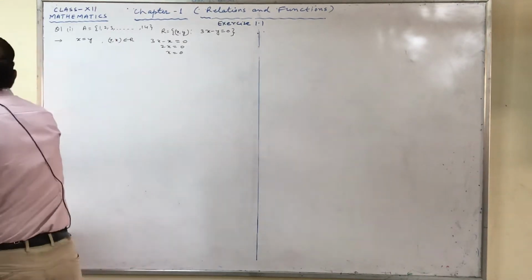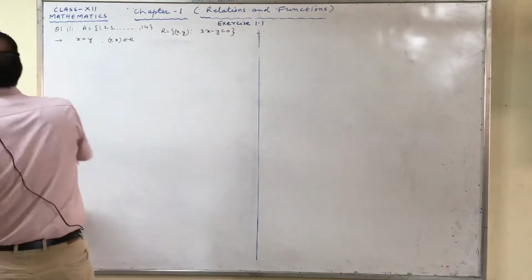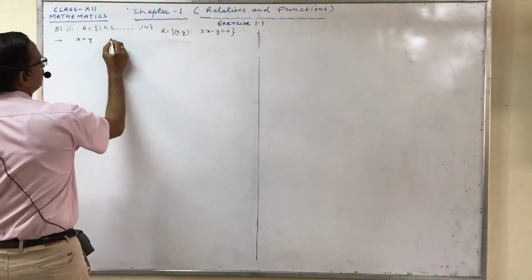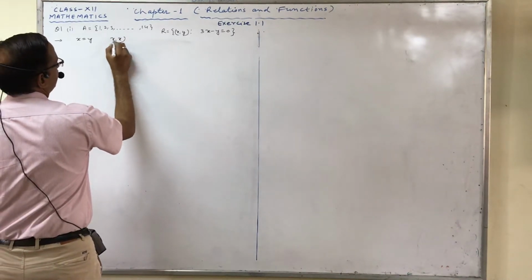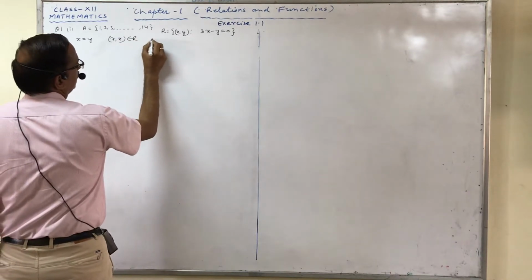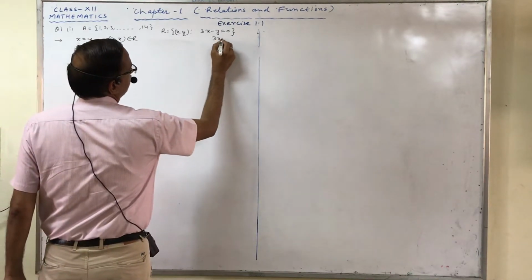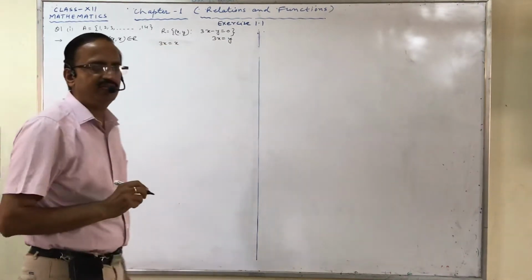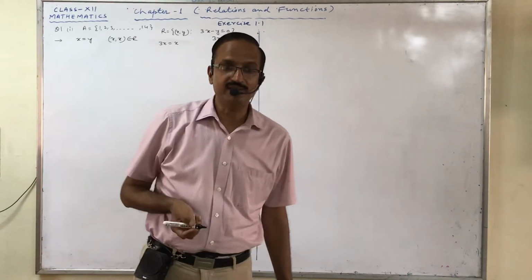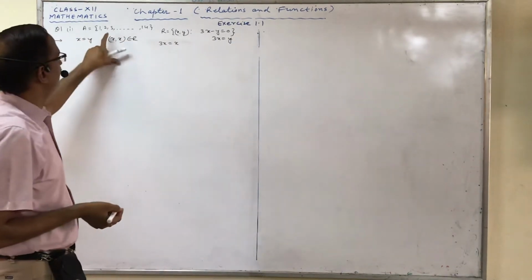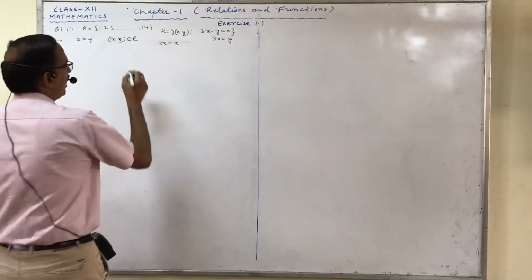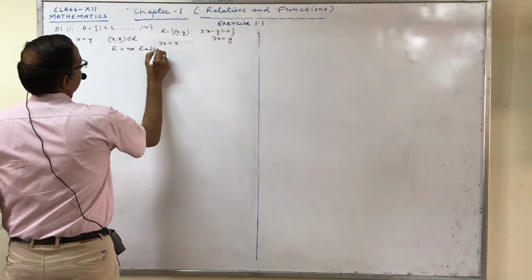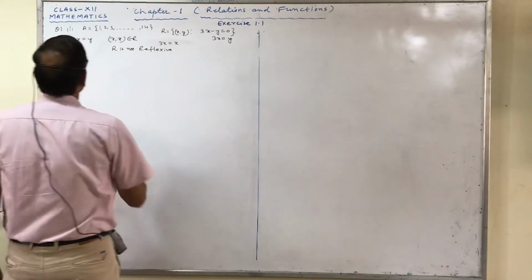Or in another way, we can say that we will write (x, x) belongs to R. So here we can write this as 3x = y. So we can write 3x = x. Is it correct? No, it is not correct. 3x is not equal to x except 0, and 0 doesn't belong to set A. Therefore, R is not reflexive.